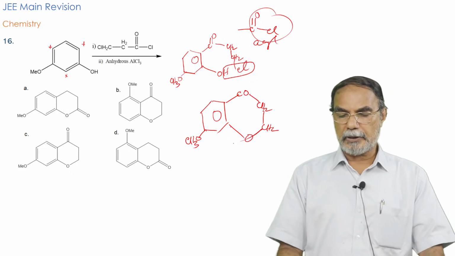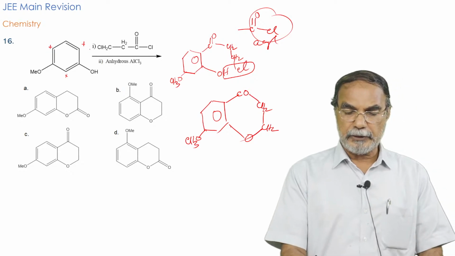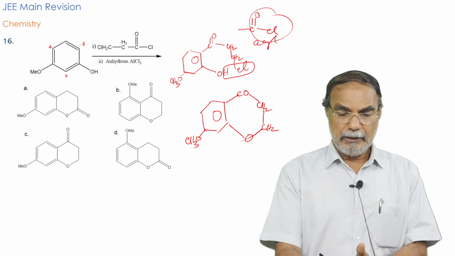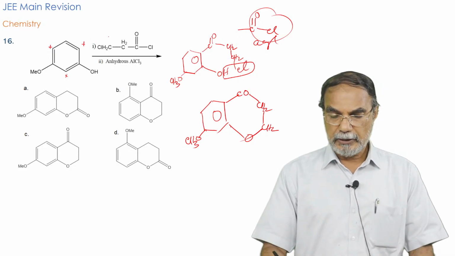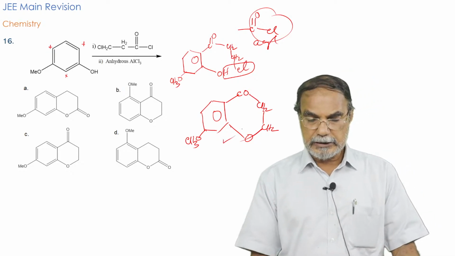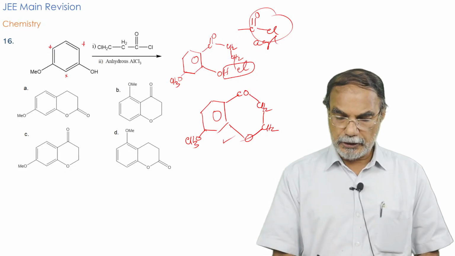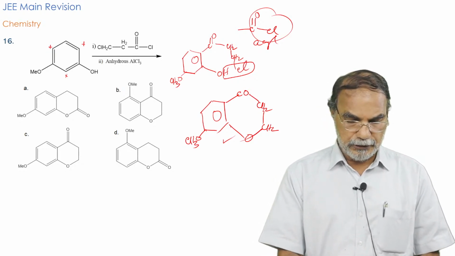So that's the product in the reaction. It is a Friedel-Crafts reaction, a Friedel-Crafts acylation, because this compound is an acyl chloride, followed by cyclization, and this is the product given by structure C.